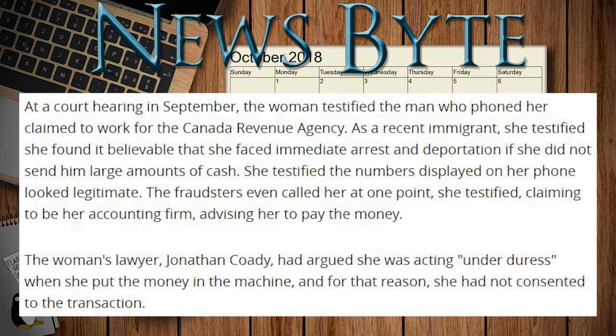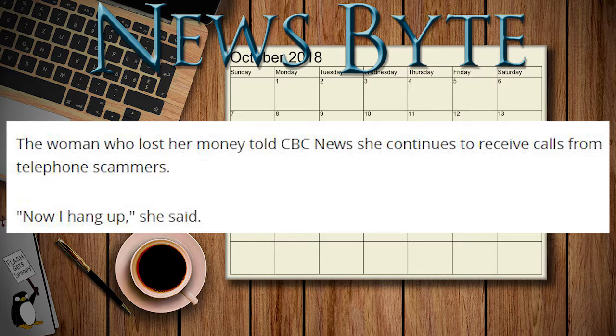After all, if everybody could say, oh, I didn't consent because I felt FOMO, well, that's not necessarily a good precedent to set. So again, with the utmost sympathy, I'm going to have to say that it seems as though the court made the right decision here. To wrap this up, the woman who lost her money told CBC News that she's still receiving calls from these scammers, and now she hangs up.